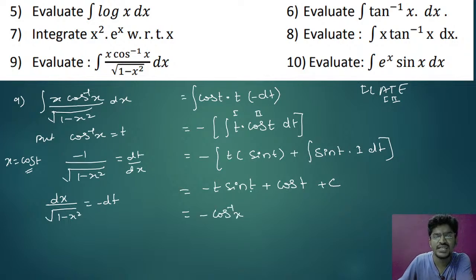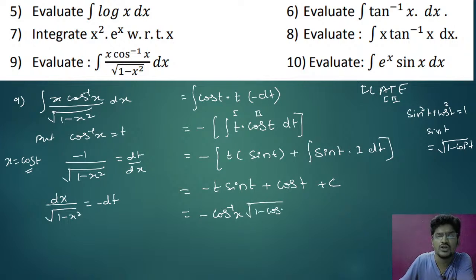But how can you write sin t? You use the formula of sin square t plus cos square t equal to 1. So sin square t is equal to what? Or sin t is equal to, you can write it as root of 1 minus cos square t. Okay. So here sin t you can write root of 1 minus cos square t plus cos t plus c.